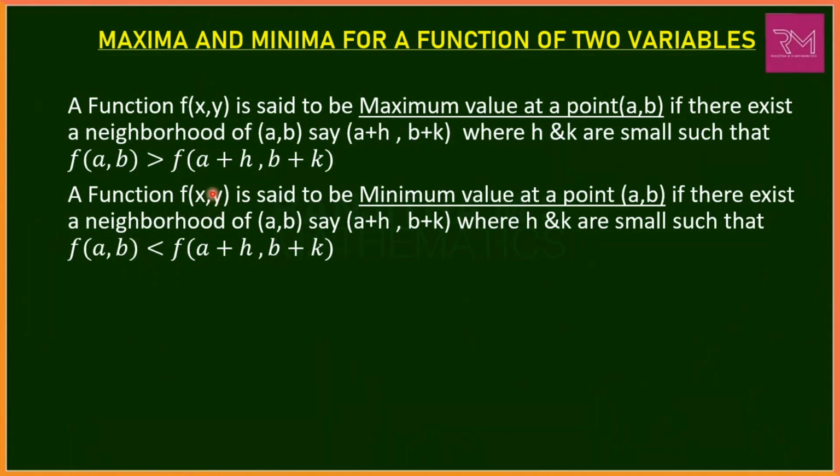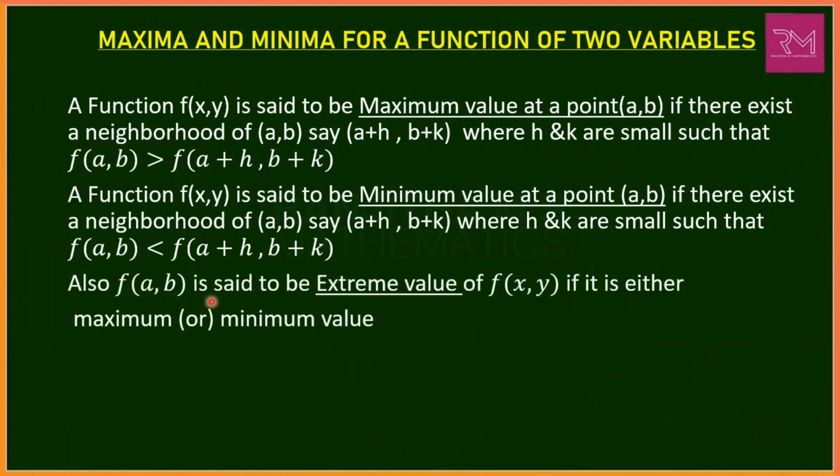In the first case, (a, b) is a maximum value means we consider a neighborhood for the point (a, b) such that the condition is: f(a, b) is greater than the neighborhood of the point, that is f(a+h, b+k). But the minimum value at a point (a, b) means f(a, b) is less than f(a+h, b+k). This is the definition of maximum value and minimum value at a point (a, b).